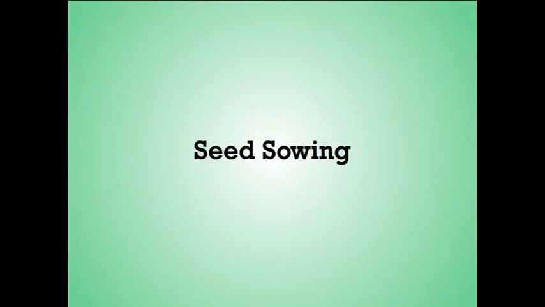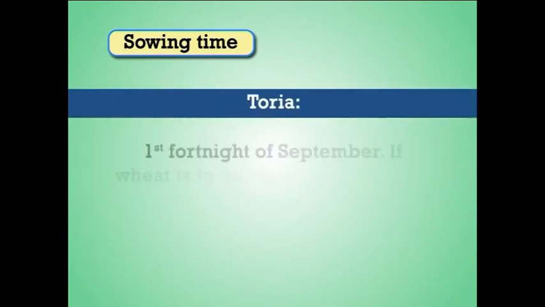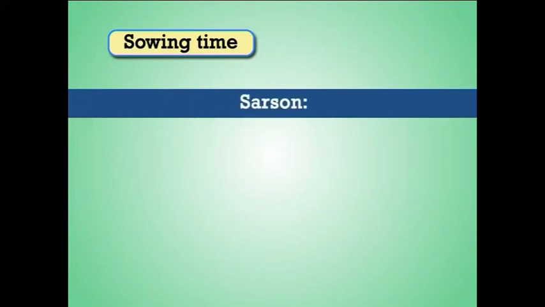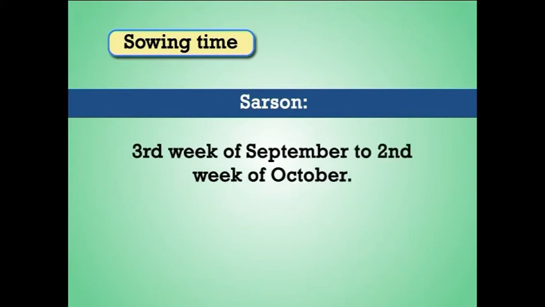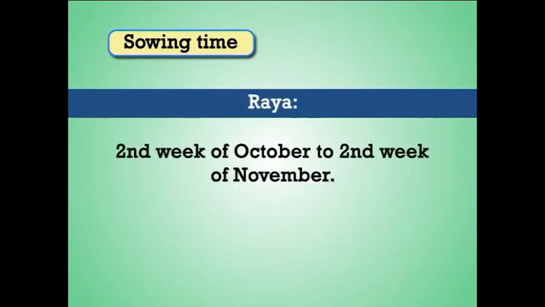Seed sowing. Under seed sowing, let's discuss the sowing time. For toria, the first fortnight of September is the best time for sowing. If wheat is to follow, it is sown by the end of August. For sarson, the third week of September to the second week of October is the best time. And for raya, the second week of October to the second week of November is the congenial period for sowing.